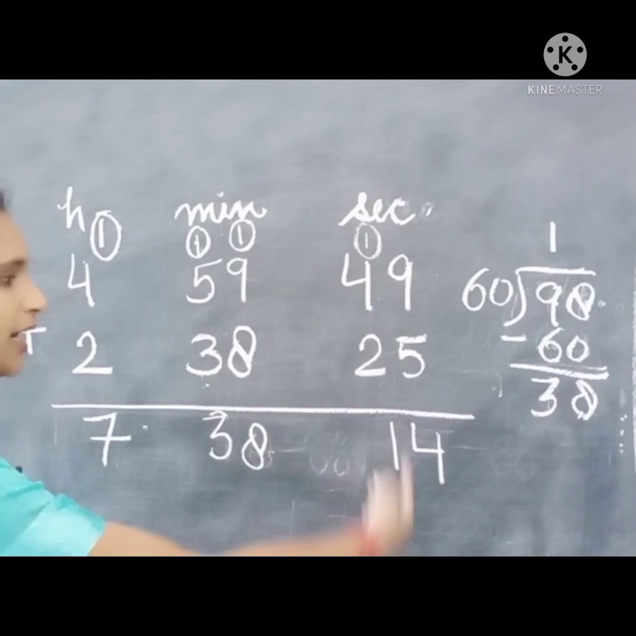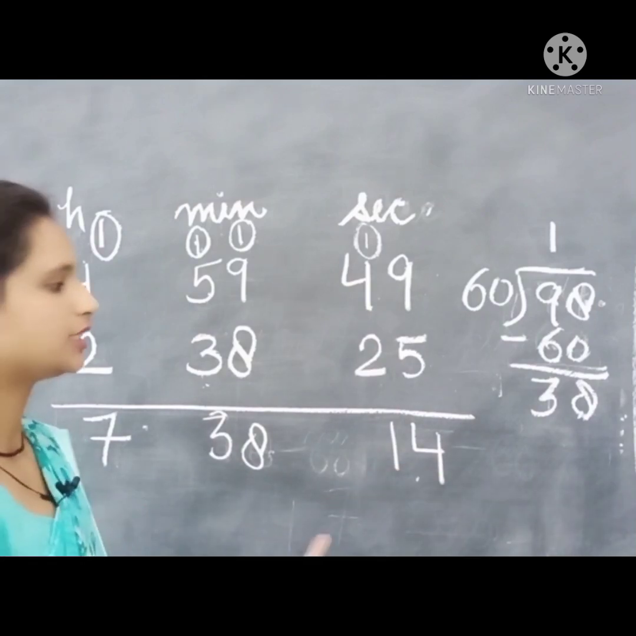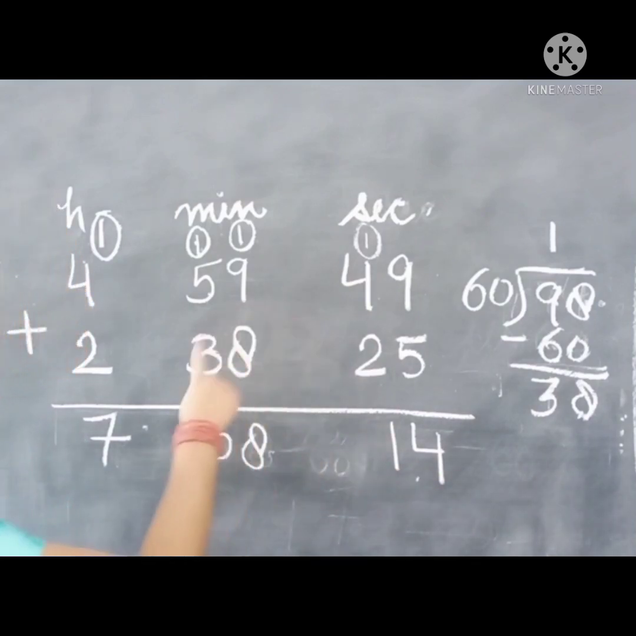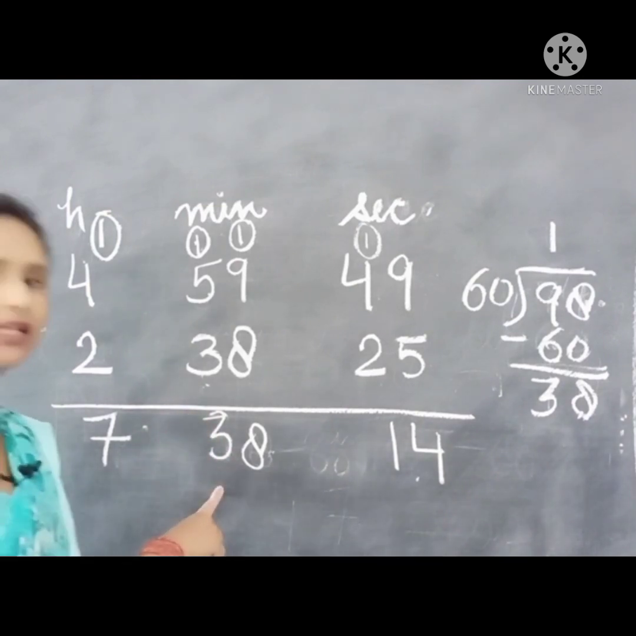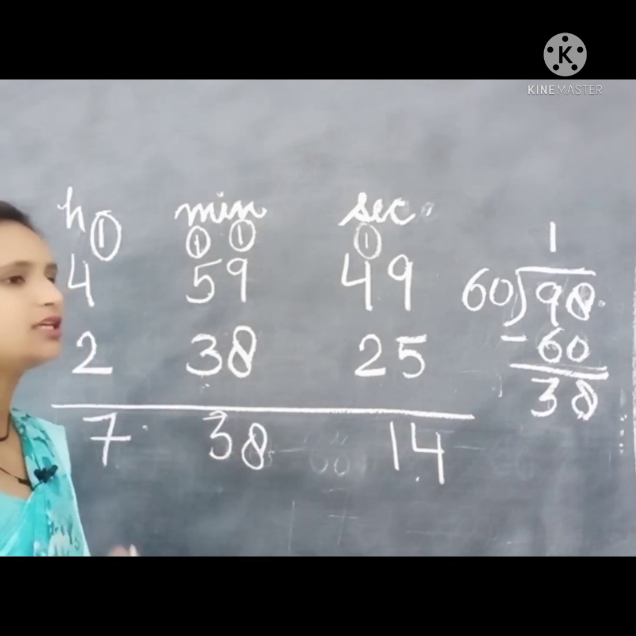Okay. You have to add it and if it is greater than 60, divide it. Again you have to add this. If it is greater than 60, divide it. If it is not, then leave it as it is.